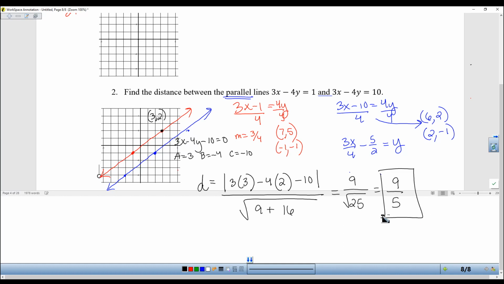And that's your answer. So this one at first didn't look like it was one of the formulas that we had, but you can use the distance from a point to a line when you're trying to find the distance between parallel lines.